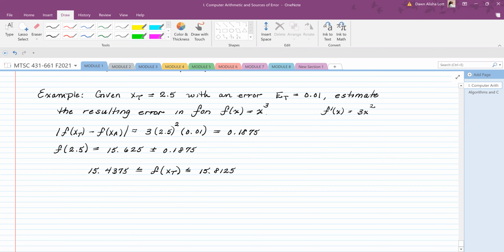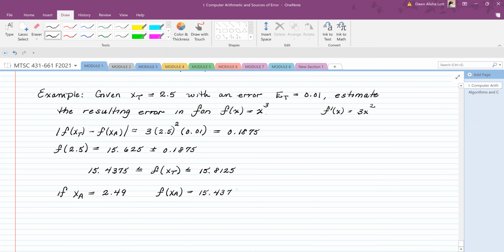And so here it is. So if XA turns out to be 2.49, then f of x approximate turns out to be 15.4375. And if XA turns out to be 2.51, you find out that f of x approximate is 15.8125.